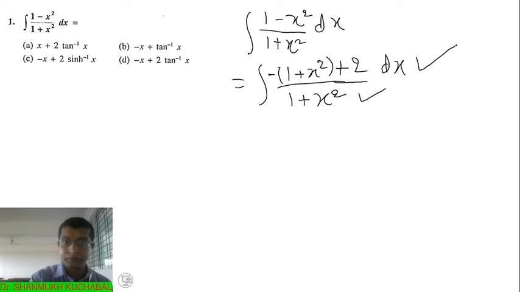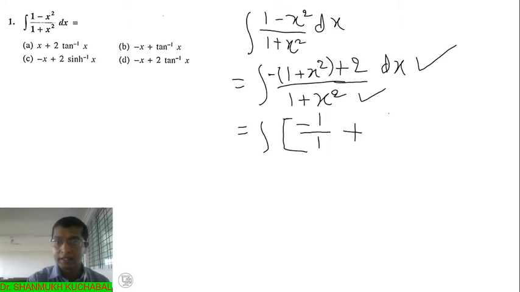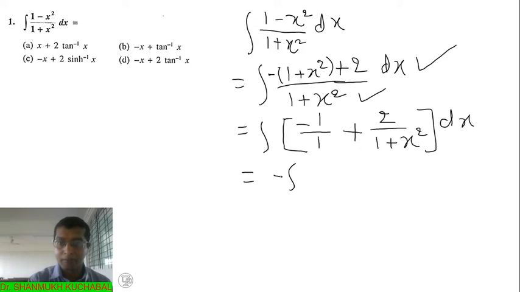So further we split into two integrals, that is minus 1 divided by 1. So 1 plus x square and 1 plus x square cancel, we get minus 1. Another one we get as 2 divided by 1 plus x square, closed into dx. So this is equal to integration of minus 1 into dx. Another one, the constant 2 outside, is 1 divided by 1 plus x square into dx.